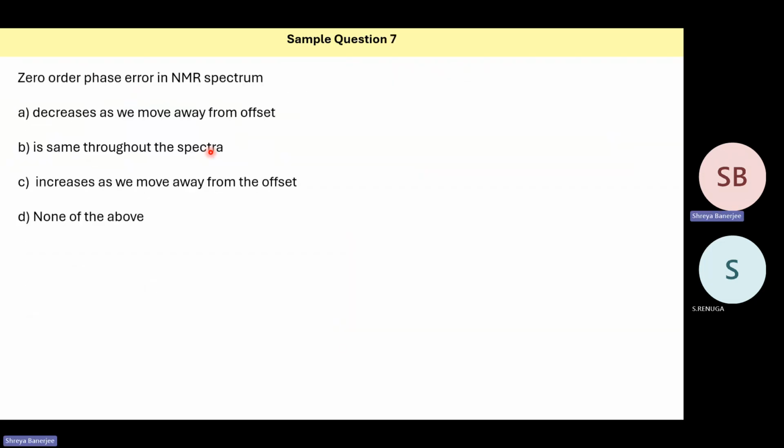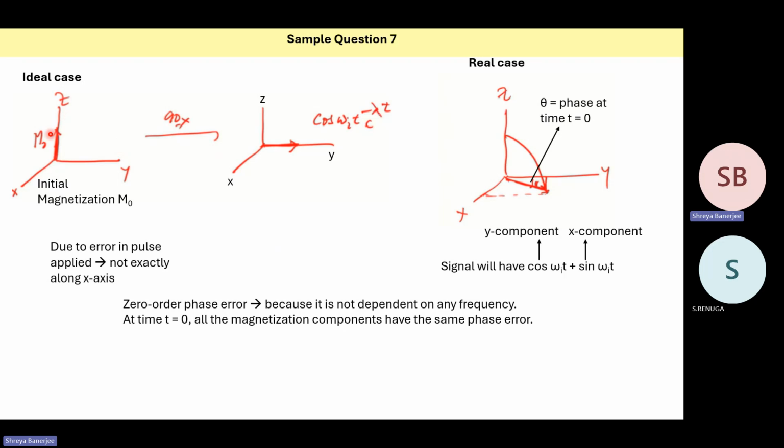Then you have the question: zero order phase error in NMR spectra, what happens? So what we learned is that the ideal case is when the magnetization is along Z and you apply a 90x pulse and the magnetization completely comes to Y. But in reality, due to some error in this pulse, because machines are not perfect, instead of coming exactly to Y, the magnetization comes somewhere between X and Y. So magnetization will now have an X component and a Y component.